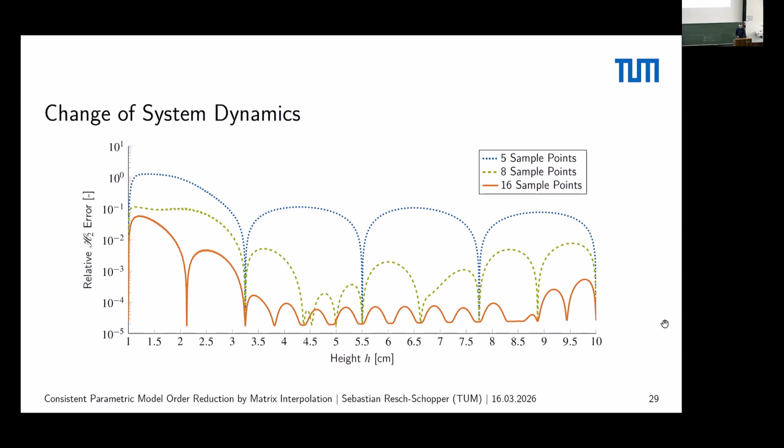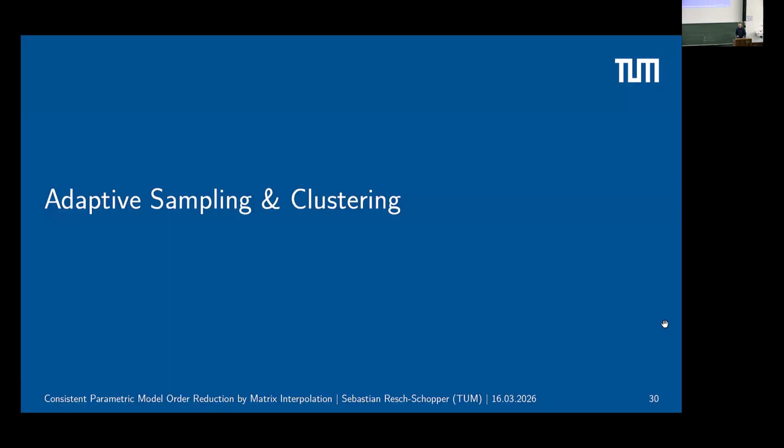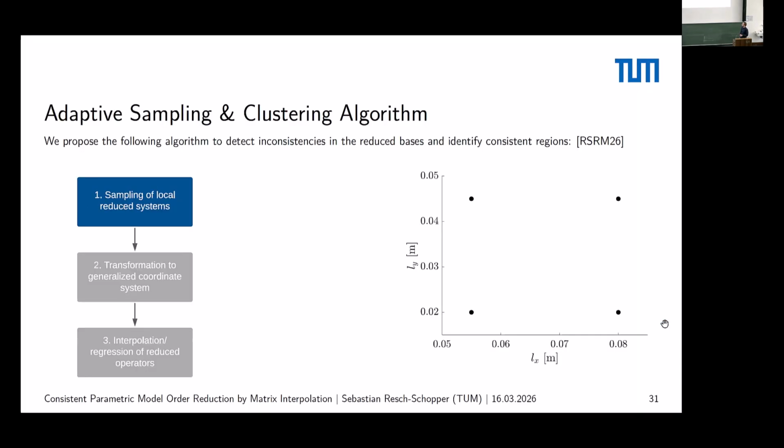And this now brings me to this adaptive sampling clustering as a solution to bring these 3 individual remedies together. So for this, we developed the following approach. We start directly in the sampling, because before the transformation takes place, we need to make sure that we can actually transform all the reduced bases to one generalized coordinate system. So we start with a very coarse sampling, because as it says here, we want to do an adaptive sampling.